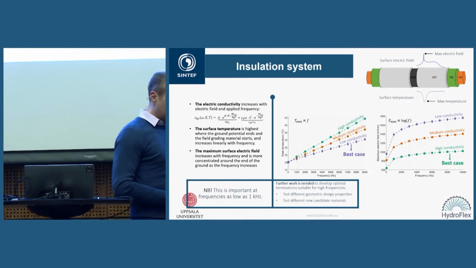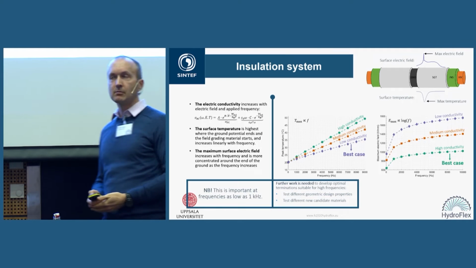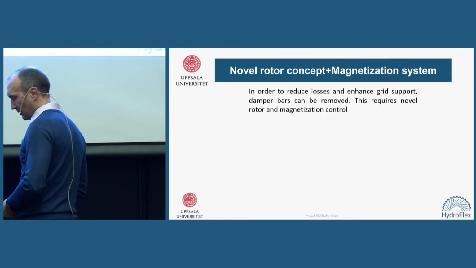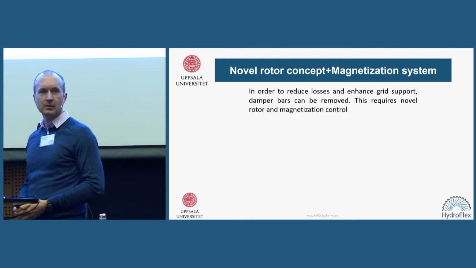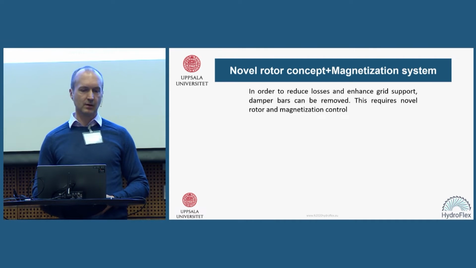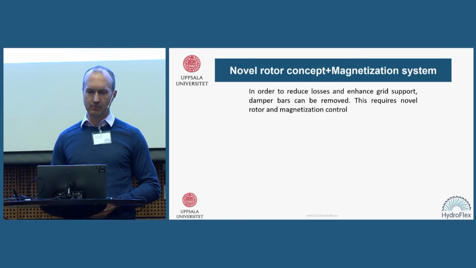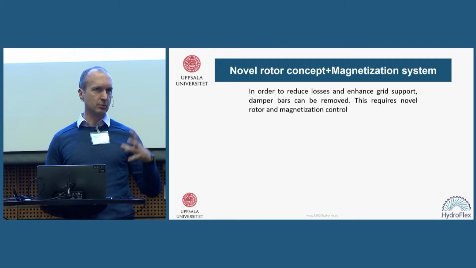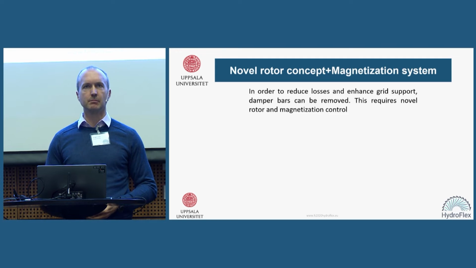So then we think, well, what can we do about the generator? Are there any design changes that should be or can be done on the generator in order to make it more suitable for converter-driven operation? We have worked on this at Uppsala University, and our idea was to reduce the losses and make sure that we have a machine which can support the grid with better damping qualities.